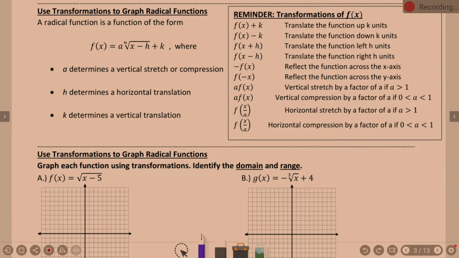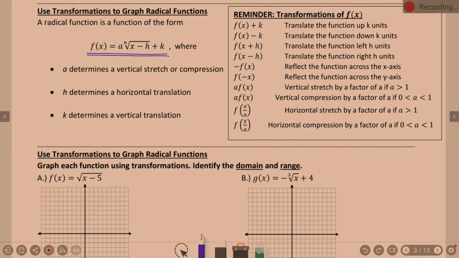So, two sets of information here in the middle. First of all, a radical function is a function of the form f of x equals a times the nth root of x minus h plus k. That's the form for everything we're doing. Okay? N is standing for your root there.